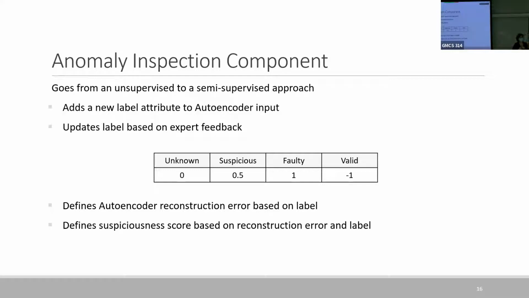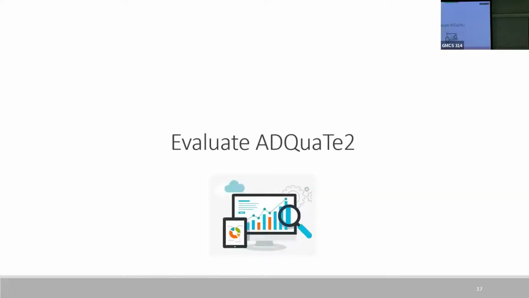Then when the domain expert confirms that those suspicious records are actually anomalous, we label them as 1. Otherwise, if they confirm that these are valid, just some abnormal but valid data, we set the label to -1. And we retrain the model. The reconstruction error that I talked about is redefined based on the value of the label. And as a result, the suspiciousness score that is calculated is redefined based on this label value.